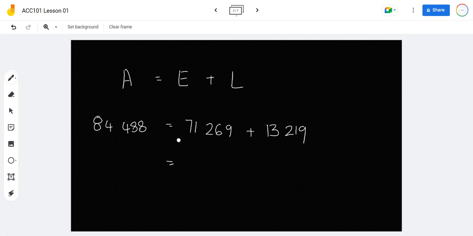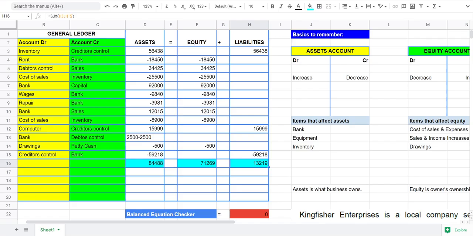All right, so let's add the equity and the liability to see if they balance. It gives us 84,488. So this checks out. Our accounting equation is balancing and is done.